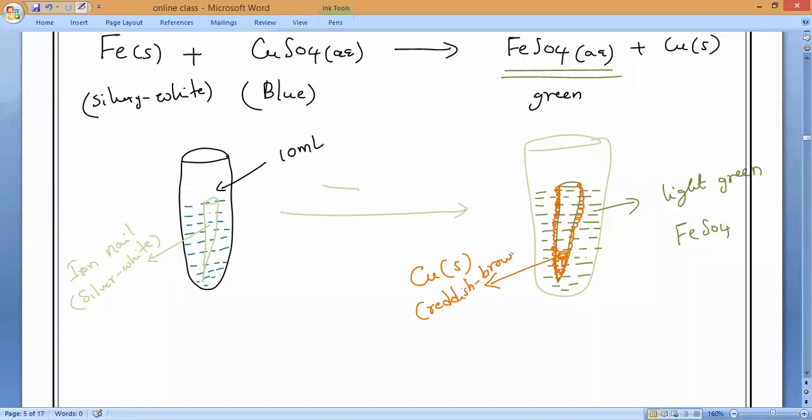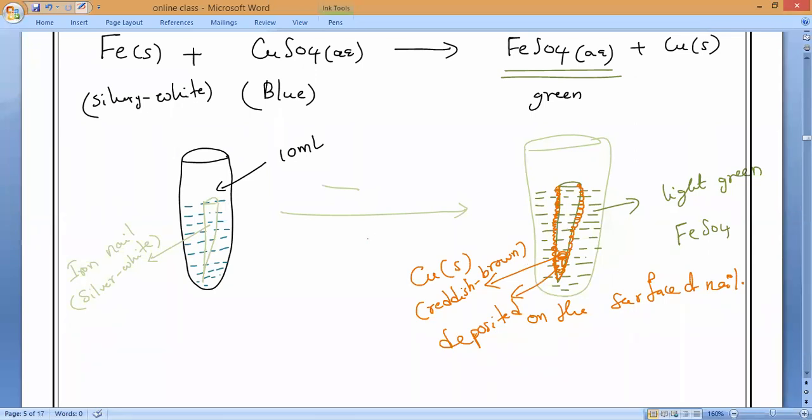Which will deposit on where, Monish? It will deposit on the surface of the nail. Understanding? Deposited on the surface of the nail. So that is what you have to remember. So this is all about the reaction.